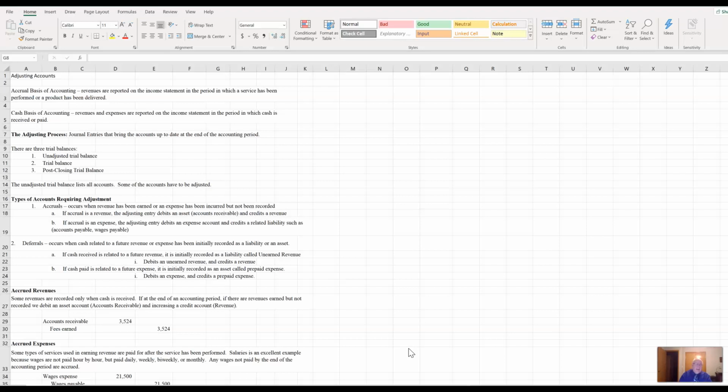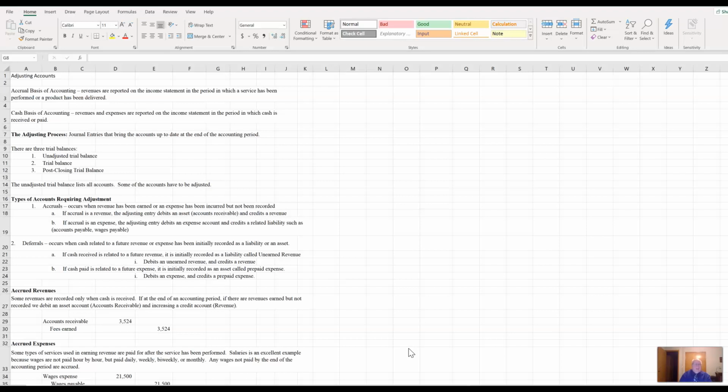The accrual basis of accounting is what we use. That's why we have adjusting entries, because revenues are recorded when you've earned them, and expenses are recorded when they're incurred, not when they're paid. And that's different than the cash basis. The cash basis is revenues and expenses are recorded when they're actually paid or when you receive the cash.